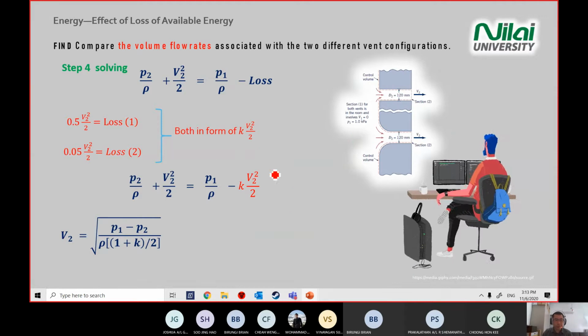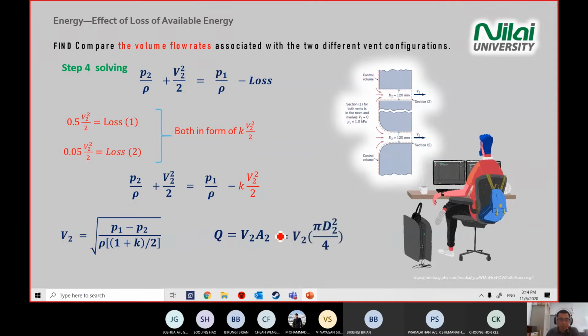So you rearrange the velocity from the equation above. You get the square root of 2 times P1 minus P2 divided by rho, divided by 1 plus K. So this is how we get our V2. Again, our Q equals V2 times your area. This is just a conversion from what we have in the diagram. Change our A in terms of diameter, pi d squared divided by 4, or we can straight away use pi r2 squared.